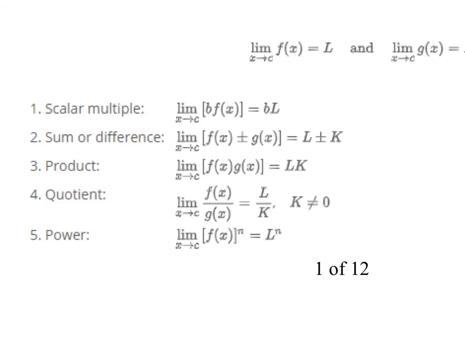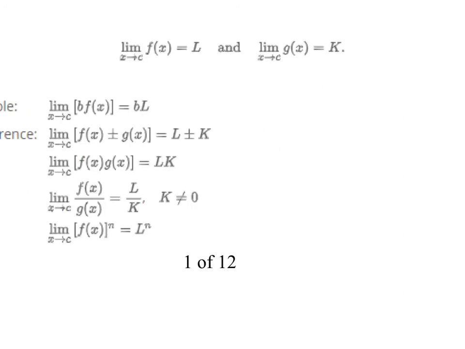Number 5 would be the power rule. The power rule is the limit as x approaches c of f of x to the n. So instead of just doing x cubed, what if we had 2x plus 3 quantity cubed? What could we do? What number 5 says is find the limit of the inside and then raise it to the power. So you would find the limit of 2x plus 3, and then raise it to whatever power it is. So you can bring the limit inside powers.